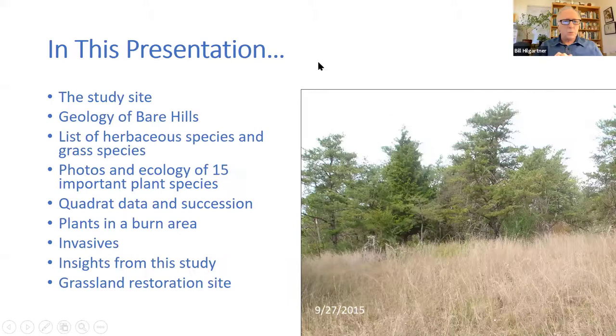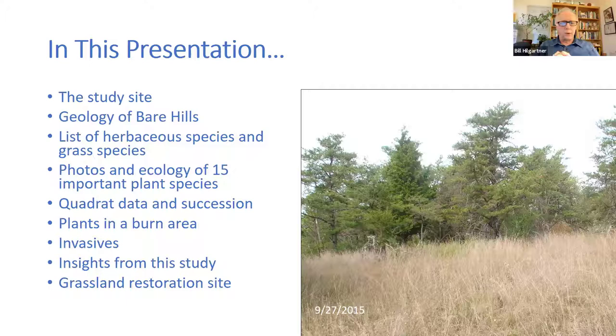I want to go over several things. The study site, in other words, where I've been looking at these plants. The geology, to give you a little bit of background of the area. I do have a list of some of the herbaceous species and also the grass and sedge species. In particular, I'm going to present about 15 photos and the ecology of about 15 of the plants that are particularly interesting and important. Brief data about quadrats, which I'll explain a little bit later.